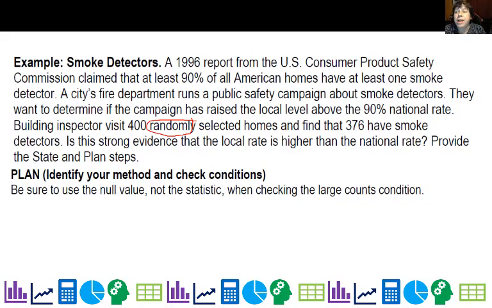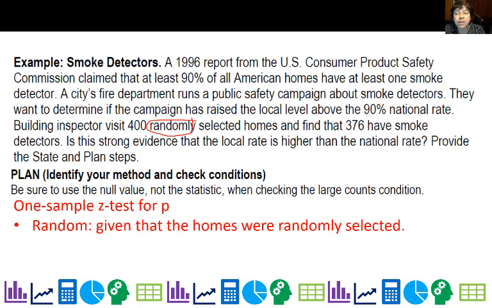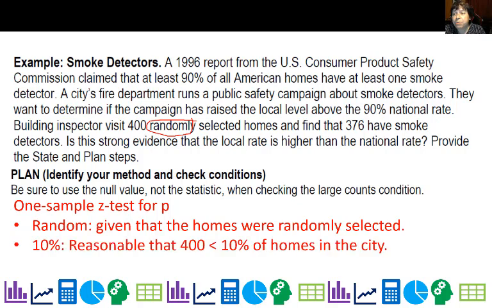So let's look at these smoke detectors. We're going to do the plan now. Let's name our test method, which is the one sample z test for p. And checking our conditions, they told us that it was random. So it's given that the homes were randomly selected. 10%: did we take over 10% of the population? Well, it's reasonable to assume that the town has more than 4,000 homes. So it's reasonable to assume that 400 is less than 10% of the homes in the city.